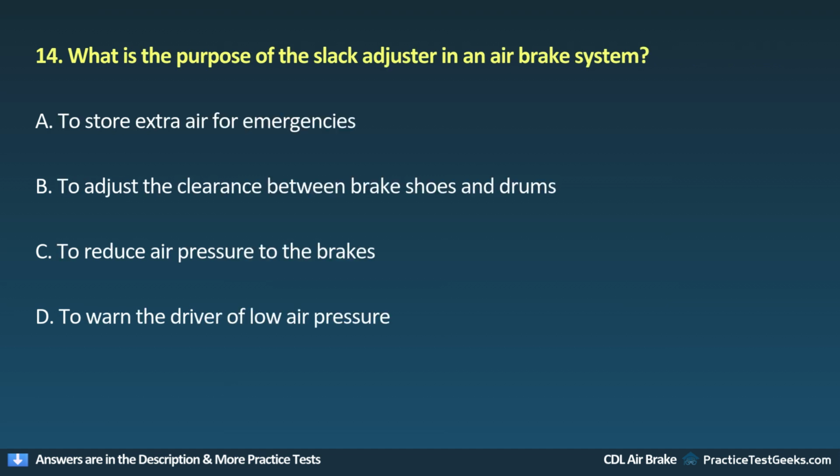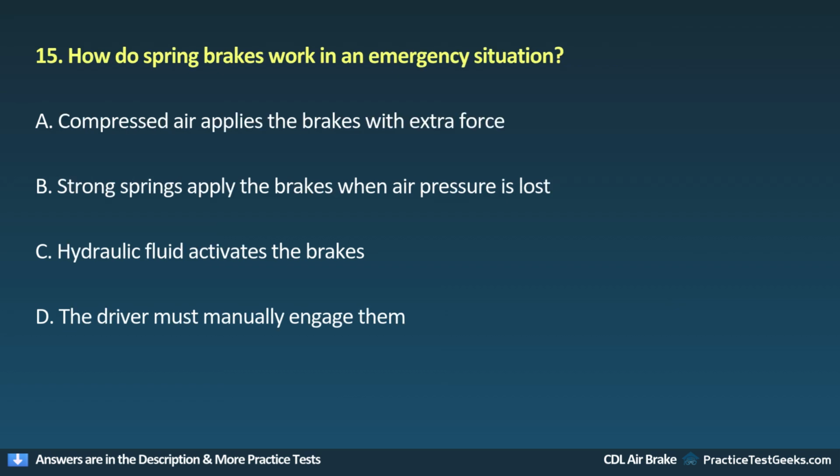14. What is the purpose of the slack adjuster in an air brake system? A. To store extra air for emergencies. B. To adjust the clearance between brake shoes and drums. C. To reduce air pressure to the brakes. D. To warn the driver of low air pressure.